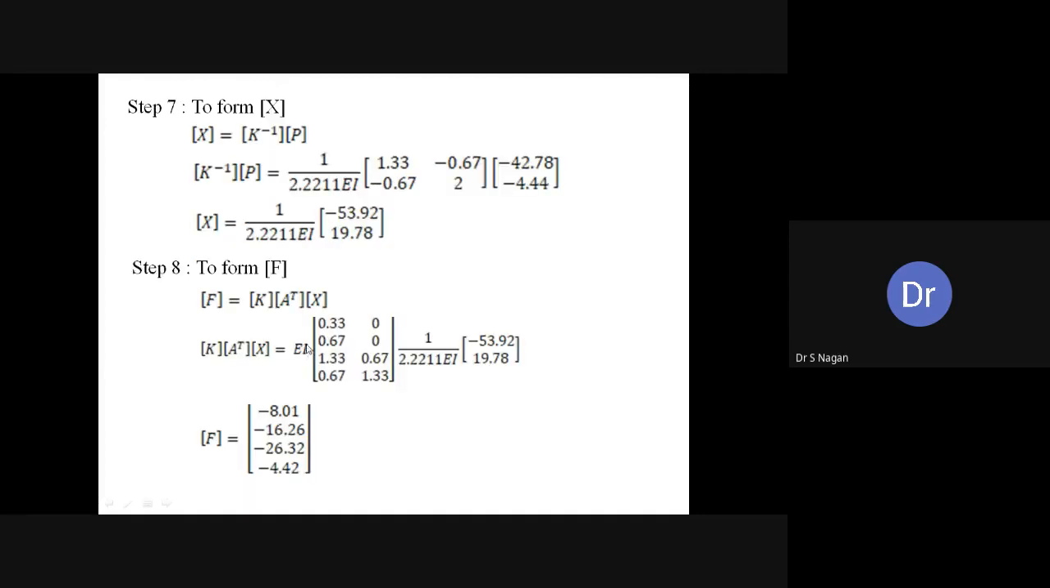Step 7, to form capital X. Capital X is equal to K inverse into P. K inverse we have formed in the previous step, and P we now have.